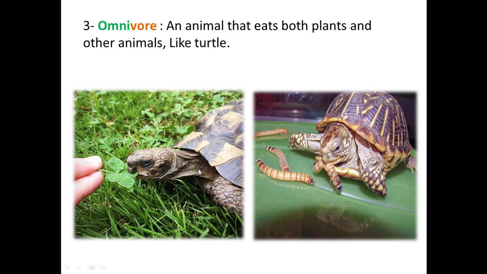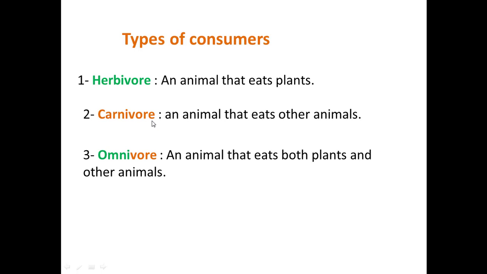Turtle eats plants and eats animals too, so turtle is omnivore, and humans, we are omnivores too. So we have three types of consumer: herbivore, carnivore, and omnivore. Herbivore, an animal that eats plants. Carnivore, an animal that eats other animals. Omnivore, an animal that eats both plants and other animals.